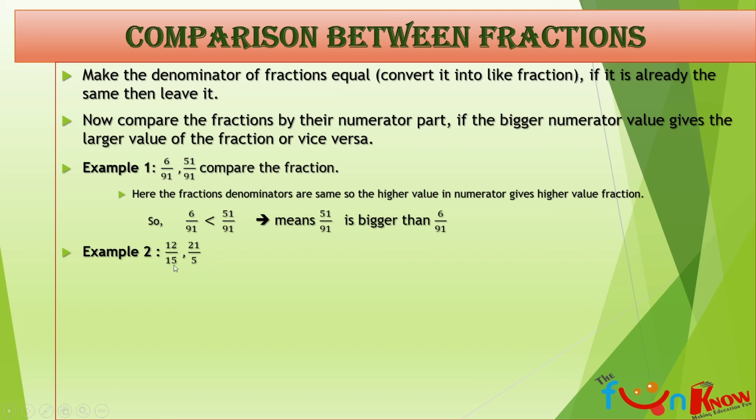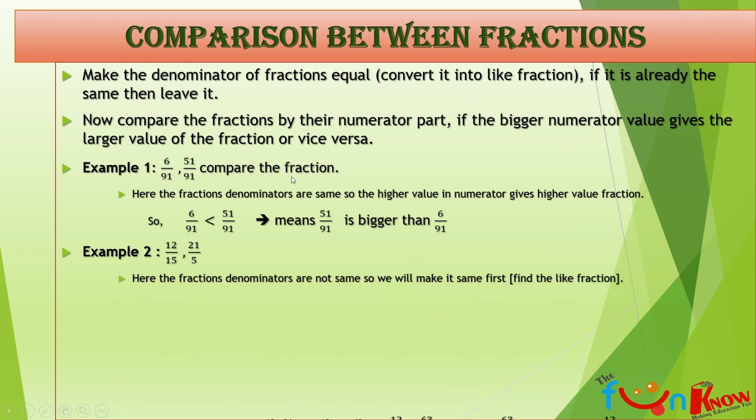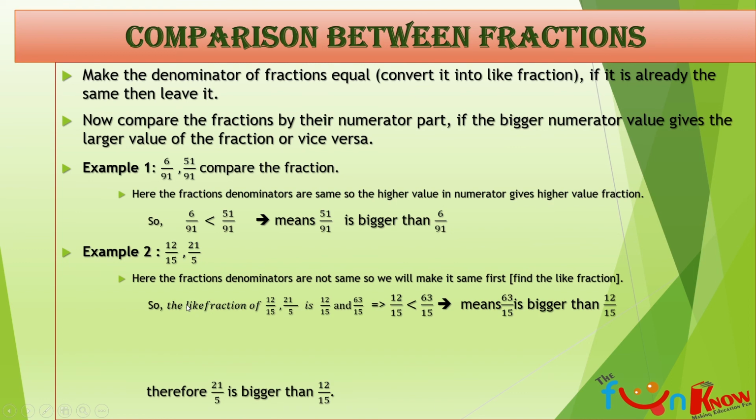So 12 by 15, you will multiply by 1, because you get the 15 only when you multiply by 1. So 12 by 15 will be as it is, because you multiply the denominator and numerator by 1. Here, to get 15 you have to multiply by 3, because you have to convert into like fractions. So our new fraction will be 63 by 15, multiplying the numerator also by 3 because our LCM value is 15. So our new fractions will be 12 by 15 and 63 by 15.